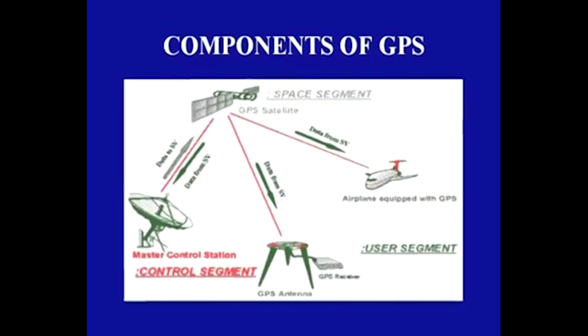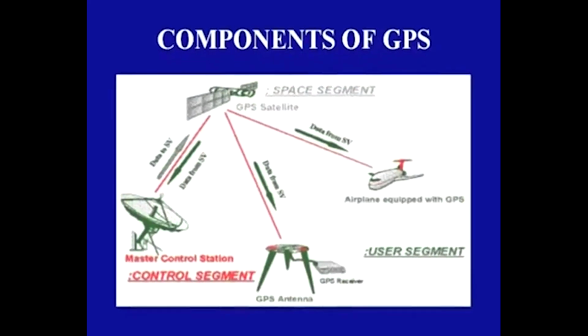The space segment consists of these GPS satellites. The control segment is the one which controls the movement of the satellite and provides all the information for the navigation purposes of the satellite and its orbital characteristics. And the third segment is the user segment, wherein the GPS antenna has been placed on the earth surface, and this is the point for which the coordinates have to be computed. So, let us look at them one by one.